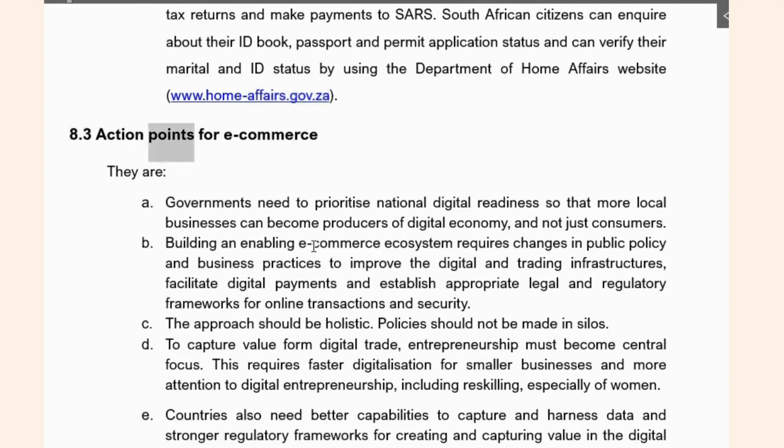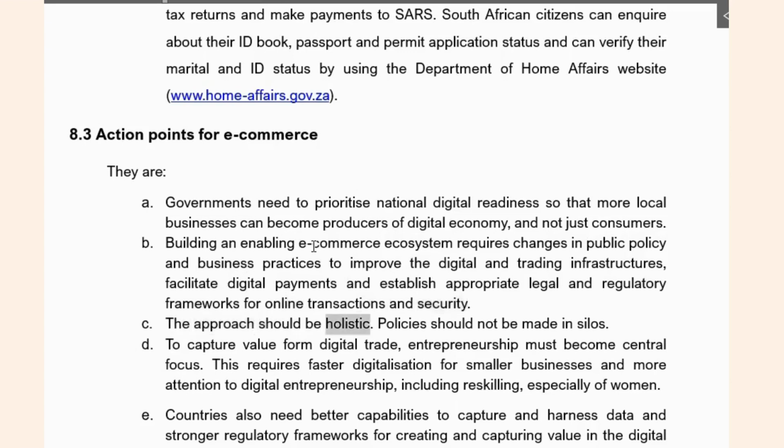8.3 Action Points for e-commerce. They are: governments need to prioritize national digital readiness so that more local businesses can become producers of the digital economy, and not just consumers. Building an enabling e-commerce ecosystem requires changes in public policy and business practices to improve the digital and trading infrastructures, facilitate digital payments and establish appropriate legal and regulatory frameworks for online transactions and security.